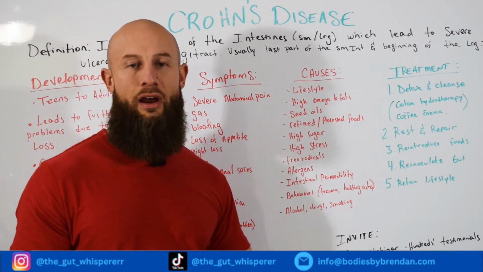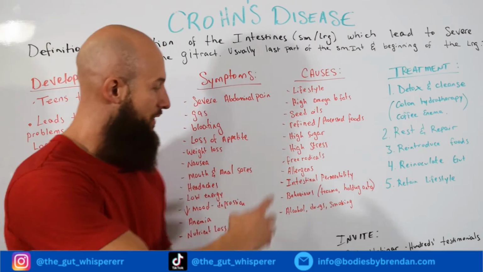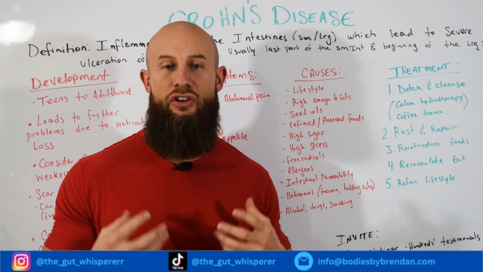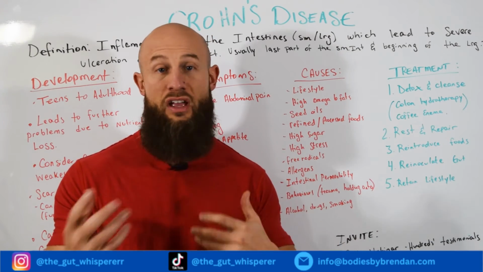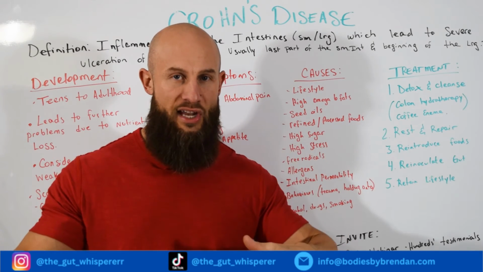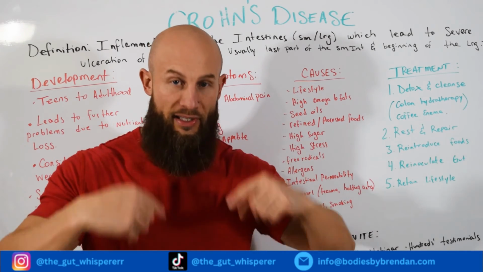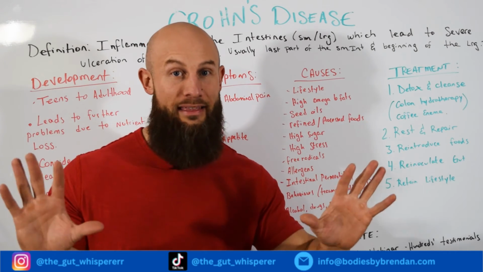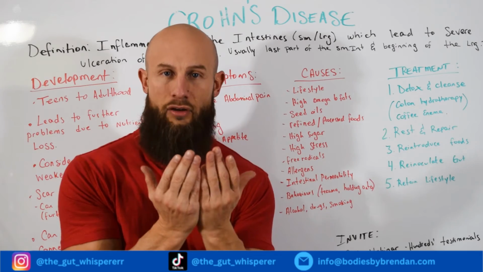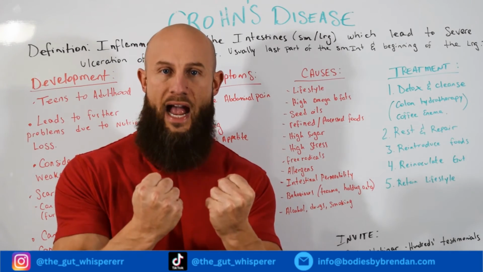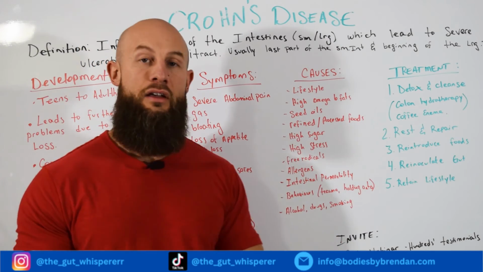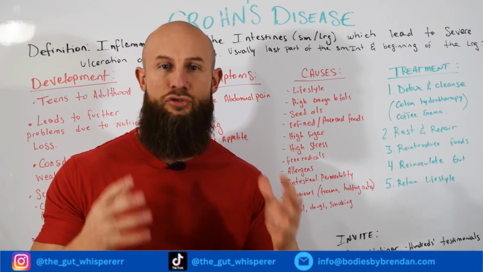Number 2, rest and repair. The cells that line the gut, the cells that line the intestines, are some of the fastest regenerating cells in the body. You literally have a new GI tract every 3 to 7 days. So with that understanding, if you can allow the cells that line your gut to replace themselves in an environment free from anything, free from inflammation, really, then they will become stronger, more intact, and less inflamed. Really important.